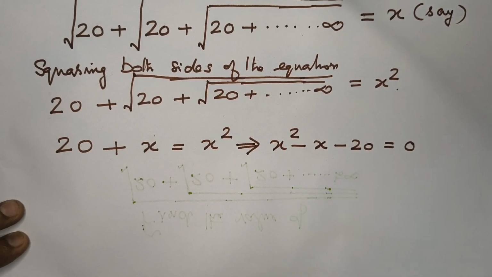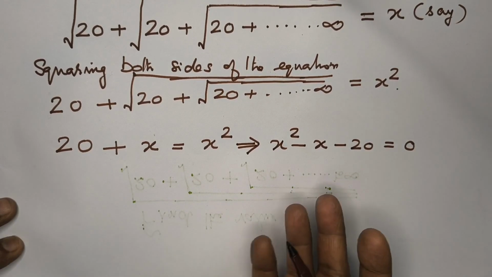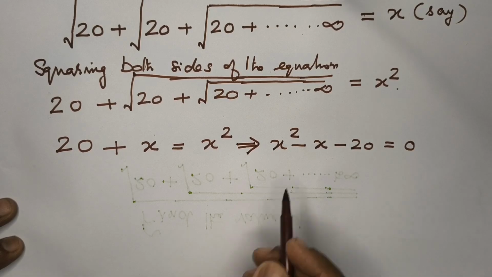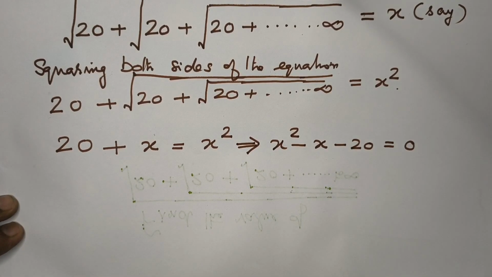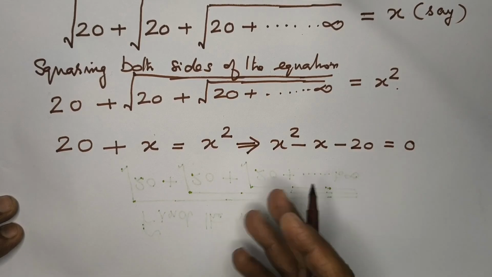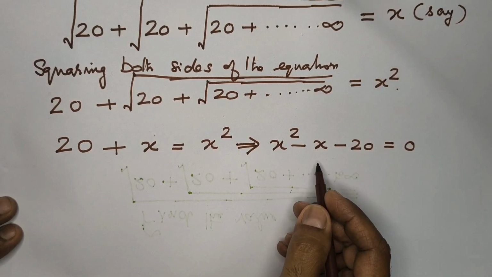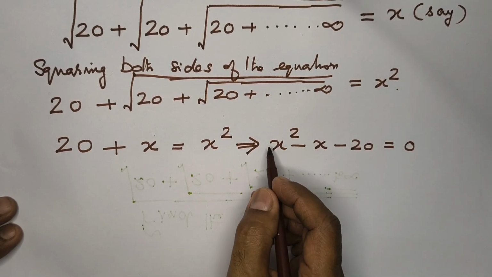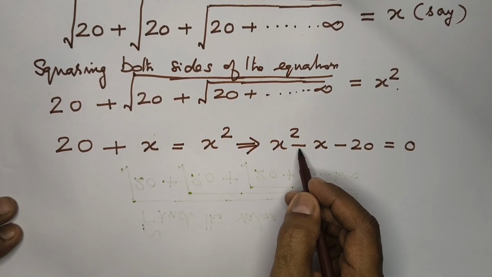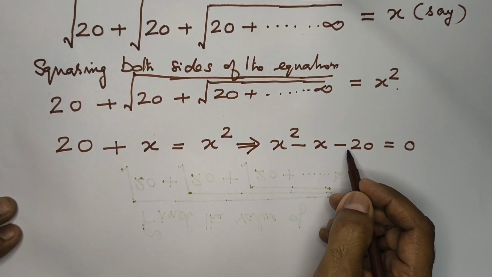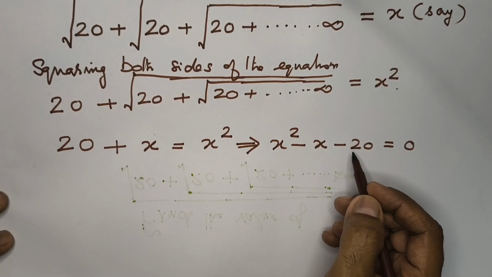Now, how do you solve this quadratic equation? There are two ways, as you know. One is the factorization method. The other is using the direct formula, which I will show you after solving it through factorization. In factorization, what do you do? See, the coefficient of x squared is 1. The coefficient of x is minus 1. And the constant term is minus 20.